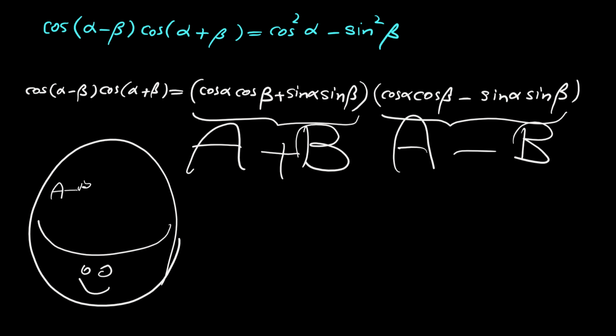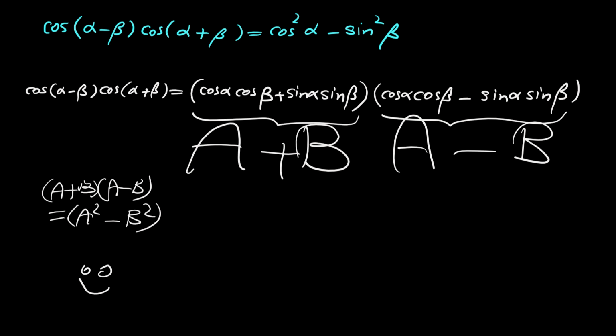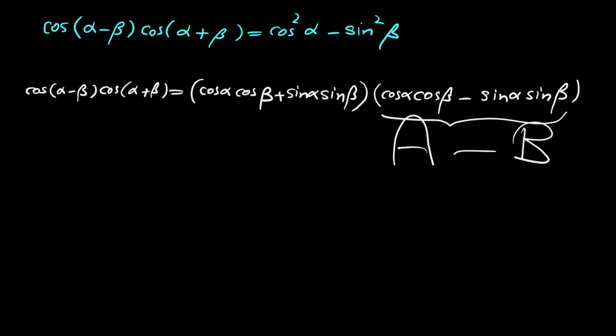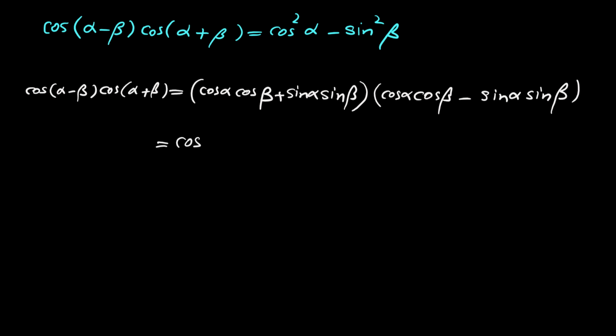A plus b times a minus b is a to the 2 minus b to the 2. Probably you remember this important identity. So this equals cosine to the 2 alpha to the 2 minus b to the 2, which is sine to the 2 beta to the 2.